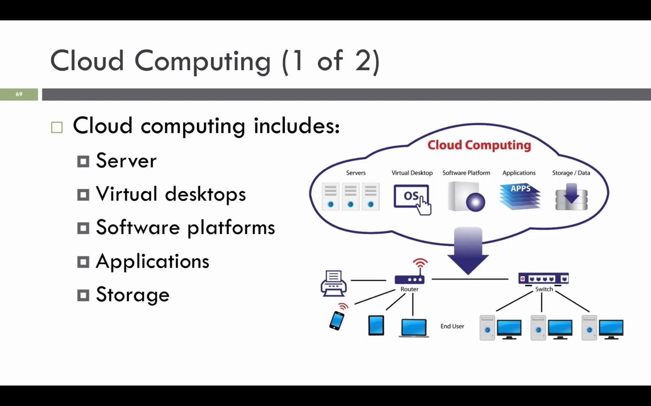Another type of IT system architecture is cloud computing. Unlike client-server computing, the service is distributed among many cloud platforms. Instead of organizations hosting or using their own servers, they use servers in the cloud. These services provide off-site storage or processing facilities for an organization. Cloud computing consists of servers, virtual desktops, software platforms, applications, and storage.